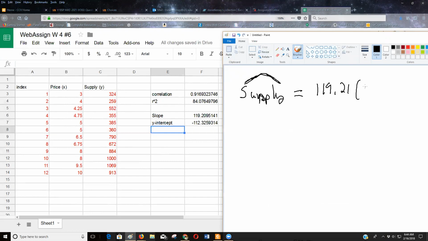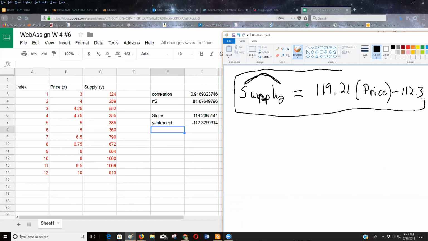119.21 times the price. Notice I'm not using X and Y. And price isn't predicted. Price is an actual value. So that's why we don't need a hat on it. Minus 112.3. That's all I'm going to use here. But there's my least squares regression equation in context of the problem.